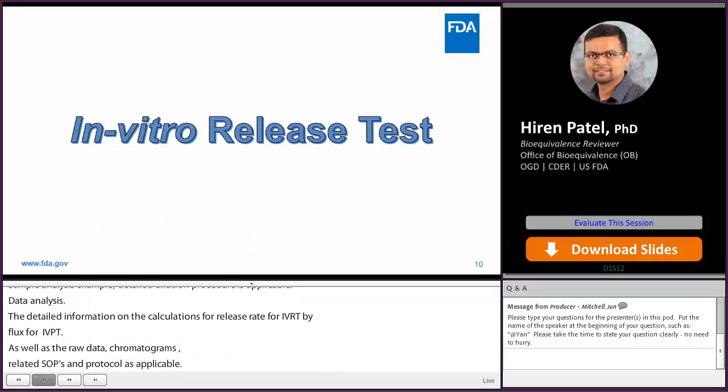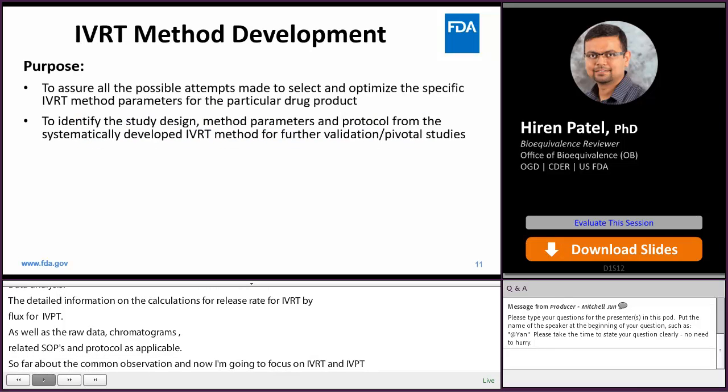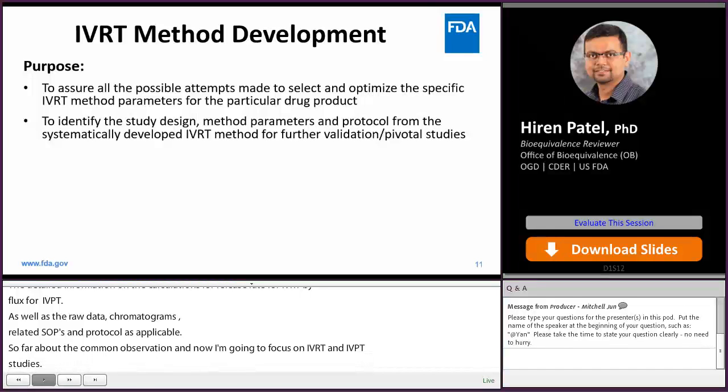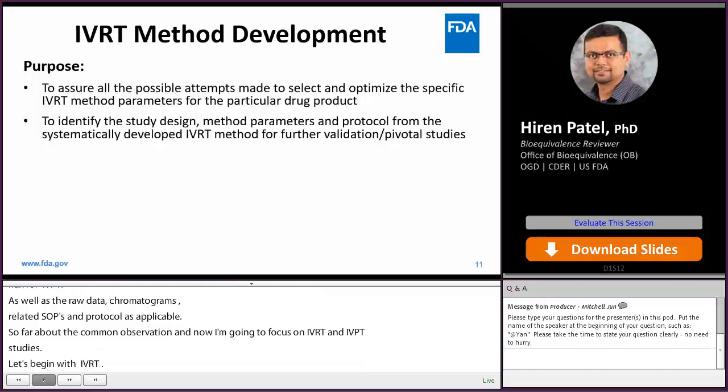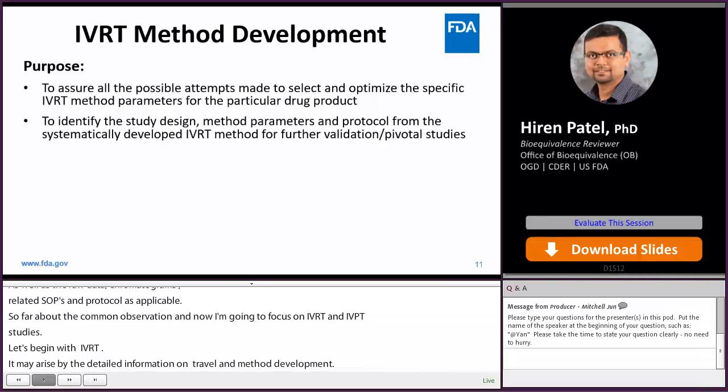Let's begin with IVRT. The question may arise, why the detailed information on IVRT method development? The main purpose is to know all the possible attempts made to select and optimize the specific IVRT method parameters for the specific drug product with adequate discriminatory capabilities. The developed method parameters should be used to design the study and protocols for validation and pivotal studies.